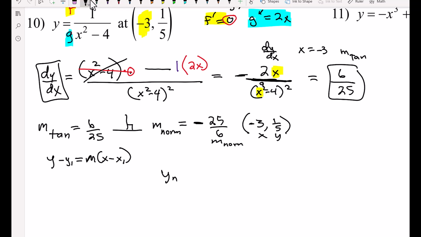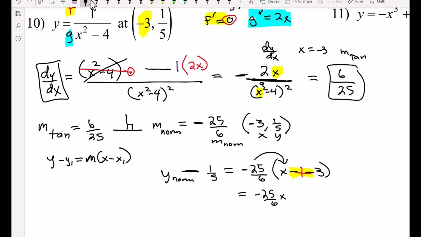So y normal minus the y value, which is 1/5, equals m normal, the slope of the normal line, which is -25/6, times x minus the x value. The x value is -3. So remember, this subtract a negative becomes +3. Then we're going to simplify. Do the distributive.